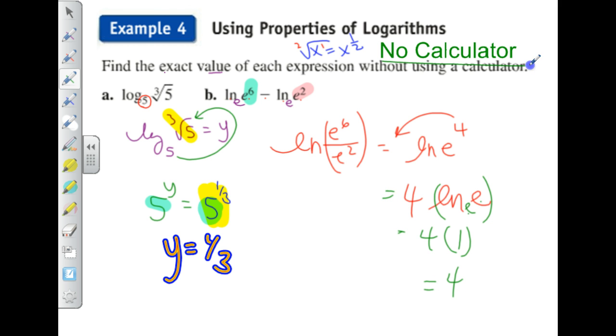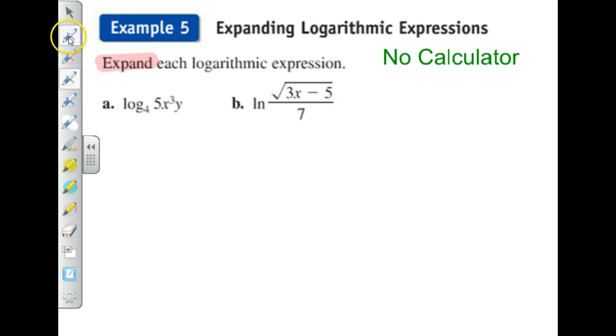Yes, you could do this on your calculator, but the point is, I'm not trying to train you to be a monkey. I want to make sure that you understand these properties and can actually use your brain to solve for these. Now this is interesting. This is an expand. That's when you can't use your calculator, so you have to use your properties.